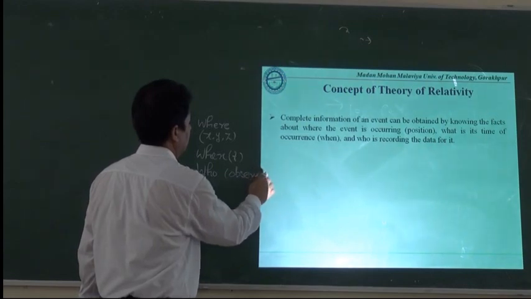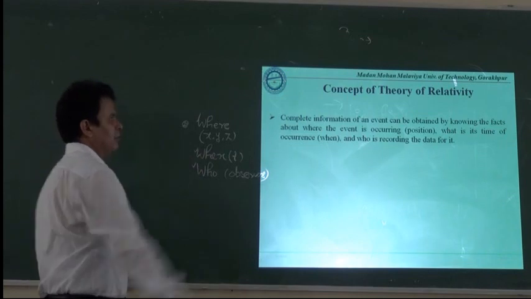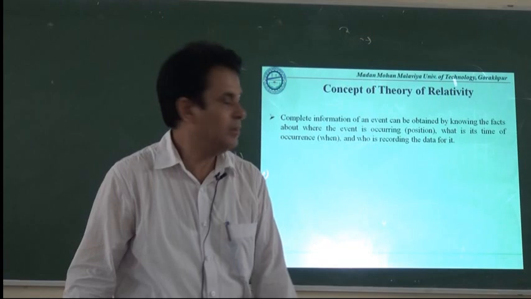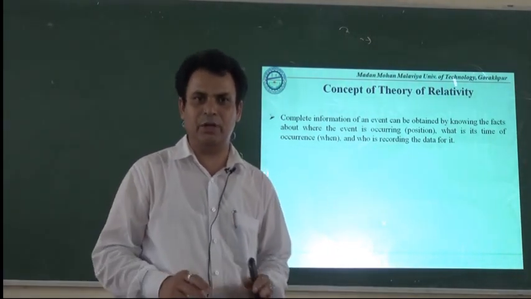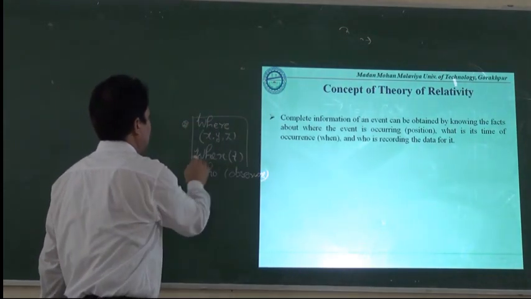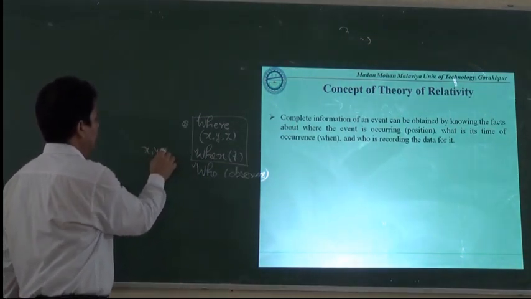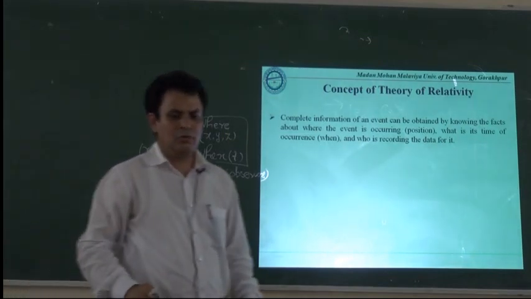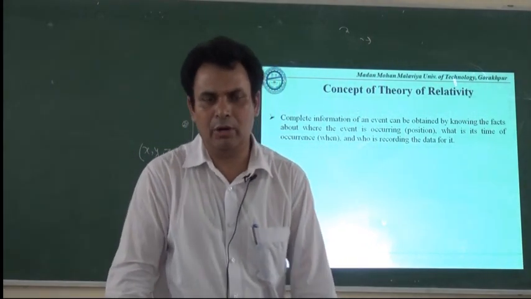Observer. It means that if we focus on these three W's, then we will have the complete information for a particular event: where is the event, when is the event, and who is observing the event. If we keep these two pieces of information together, then we will have x, y, z and t. This is the complete information to know about the event, where it is occurring and when it is occurring.